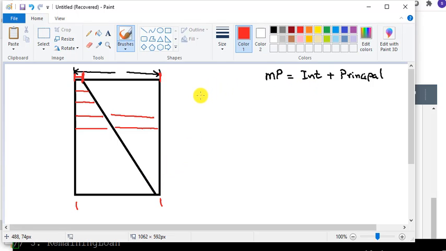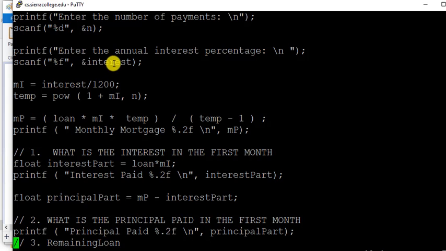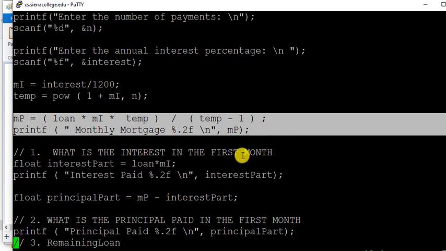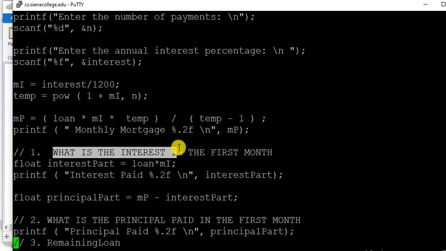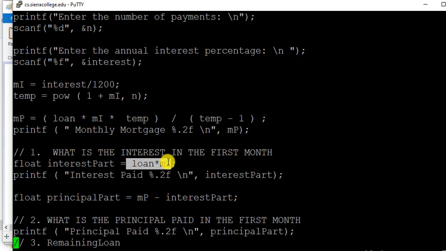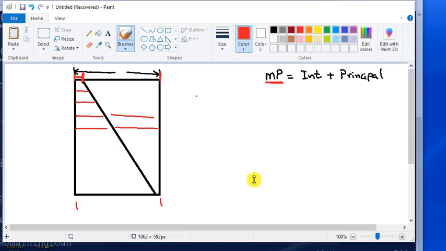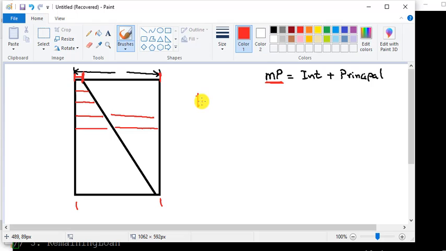So how do I then calculate the interest from the monthly payment I have? If you go back to the program, we calculated the monthly payment here. Now we need to know what the interest is in the first month. Interest is calculated as the loan times the monthly interest. So the interest is the loan amount you borrowed times the monthly interest.